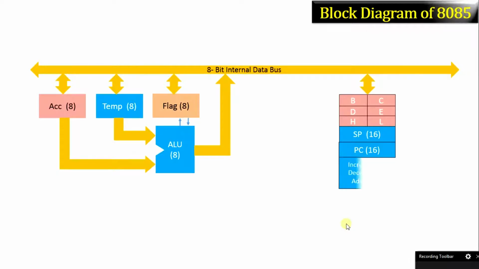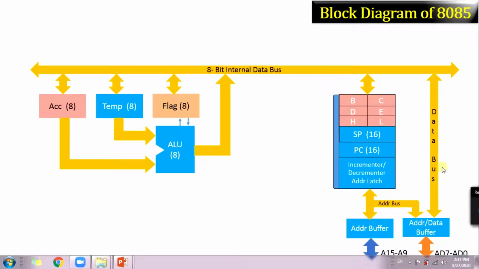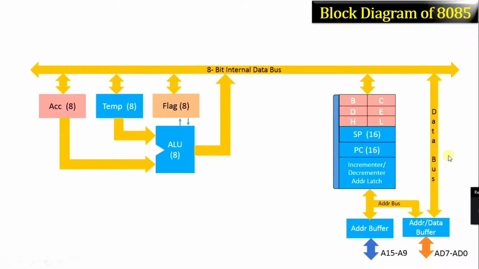Now this program counter will give us one address. This address should be loaded on the address bus. So we need an external address bus or address lines. Here there are 16 address lines called A0 to A15. So we need 16 pins for transmitting the address toward the memory.